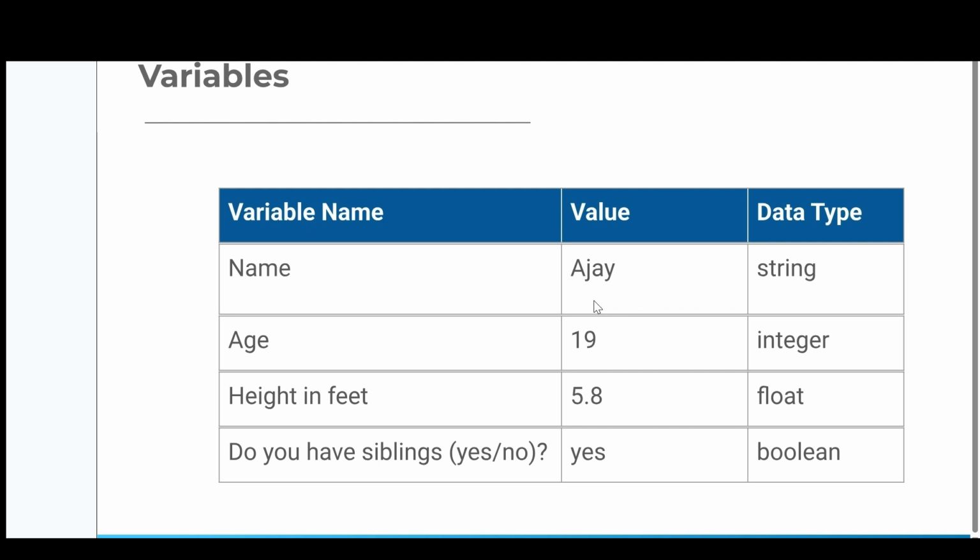Whereas age has the value 19, or 30 or anything. These values are of integer type. Height in feet is a float because height can be measured in inches along with the feet. It is in the form of points, so it is considered a float data type. And similarly, do we have siblings, yes or no? These are Boolean type. Boolean contains only two values, either false or true.